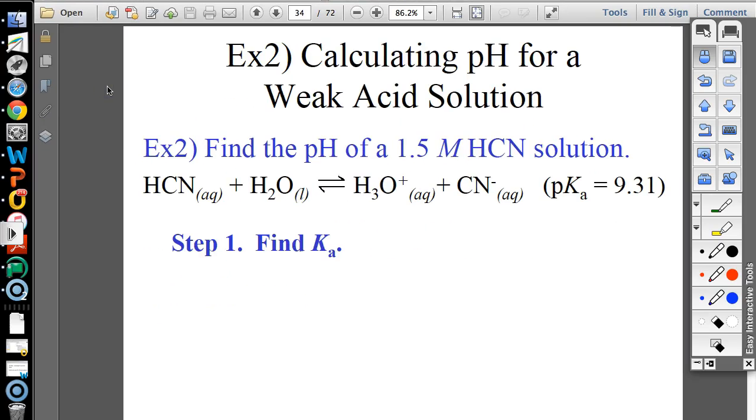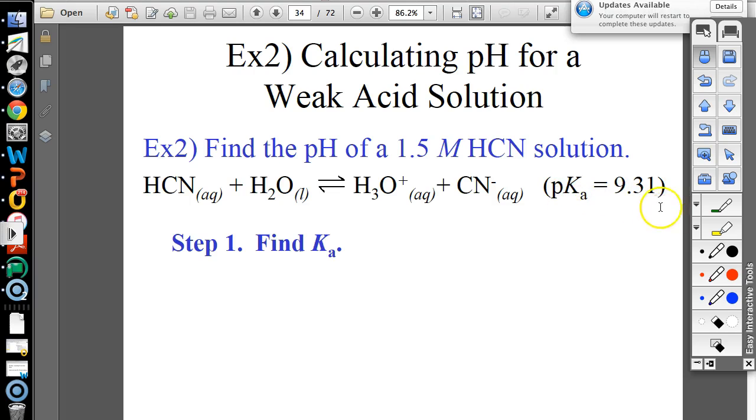Now, I will tell you this. Most of the time I've seen these, not all the time, sometimes they do give you the pKa. Most of the time they'll give you the Ka. So this first step where I'm taking the pKa and going to Ka, most of the time you don't have to do that. So that's a happy face, right? But if they give it to you, you know what to do.